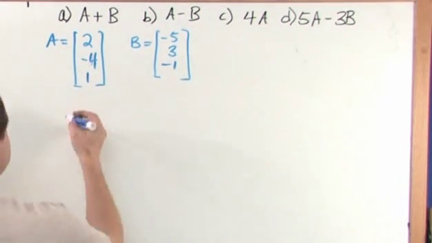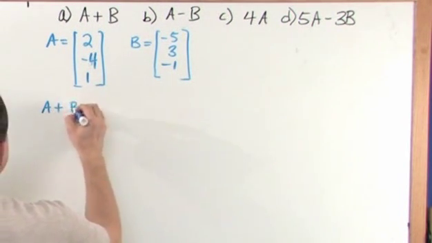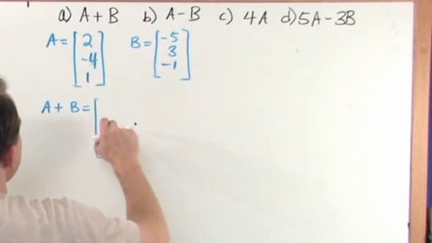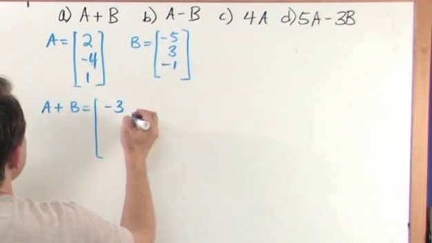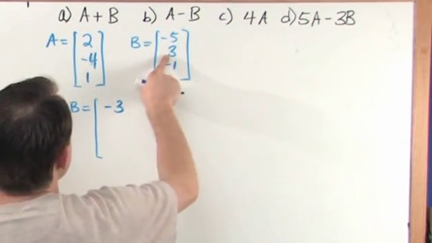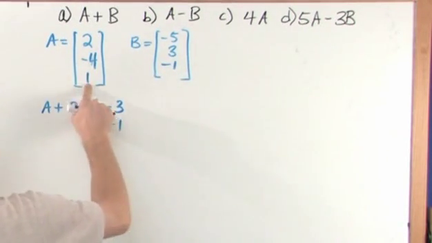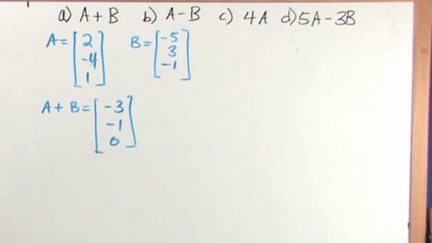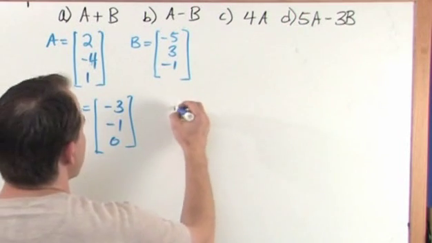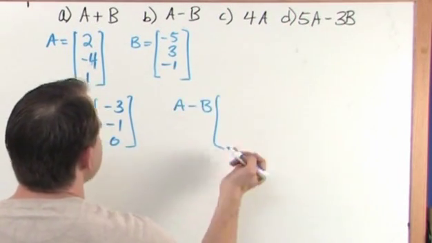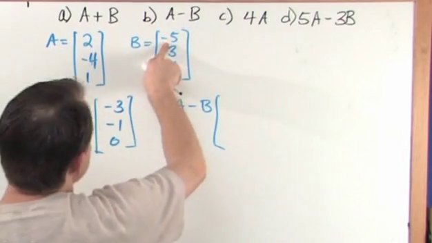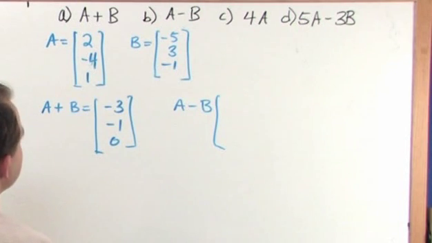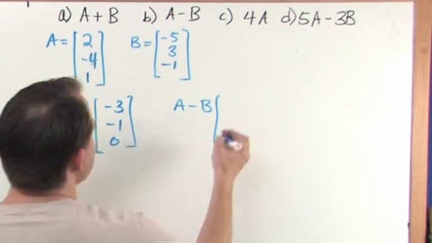So if you were going to do that, you would say a plus b is equal to, you would go element by element. 2 plus the negative 5, I think you can convince yourself is negative 3. Negative 4 plus the 3 is going to be negative 1. 1 plus the negative 1 is going to be 0. So that's the answer to that matrix right there. Negative 3, negative 1, 0. And if you were going to go a minus b, same thing, element by element. 2 minus negative 5 is the same as 2 plus 5. 2 minus the negative 5, you add the opposite, so 2 plus 5 is going to give you 7.